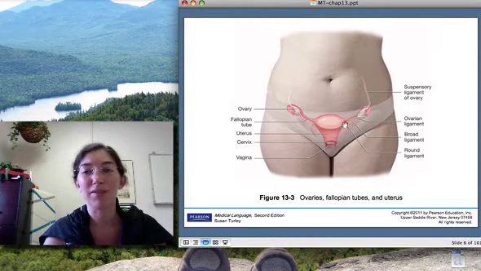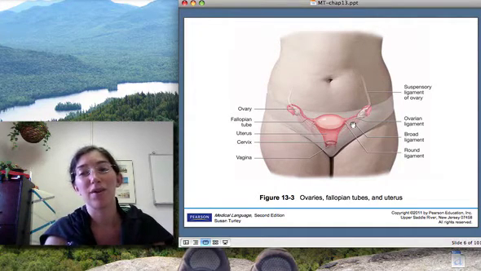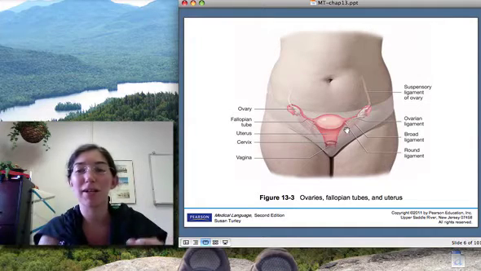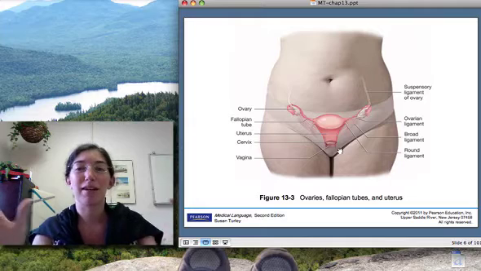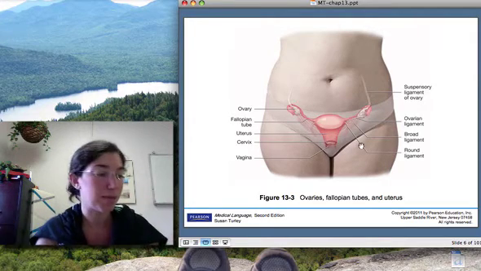You also have a number of ligaments that help to suspend both the ovaries and the uterus. So you have the ovarian ligament that helps suspend the ovary. You have the round ligament and the broad ligament. Here's the round ligament, this little slender one, and the broad ligament is like a big sheet. Both of those help to hold up the uterus.